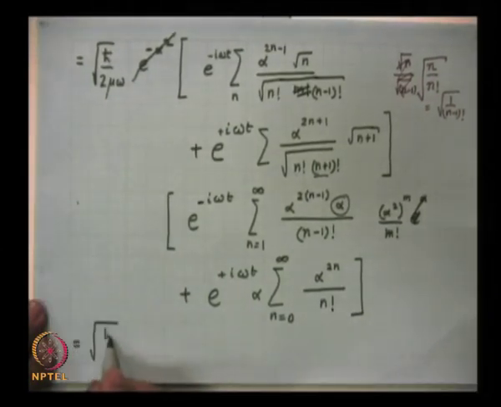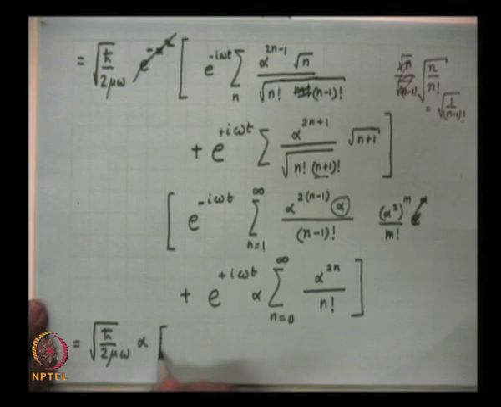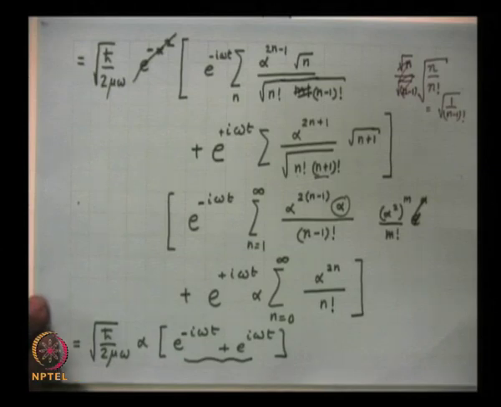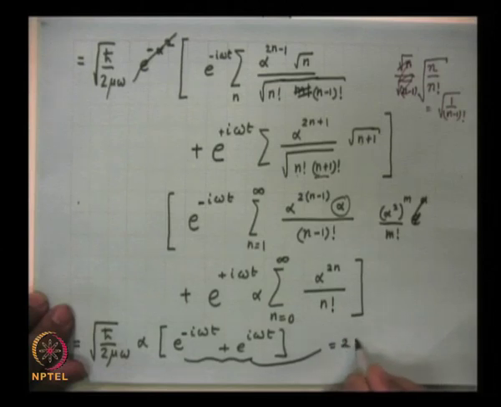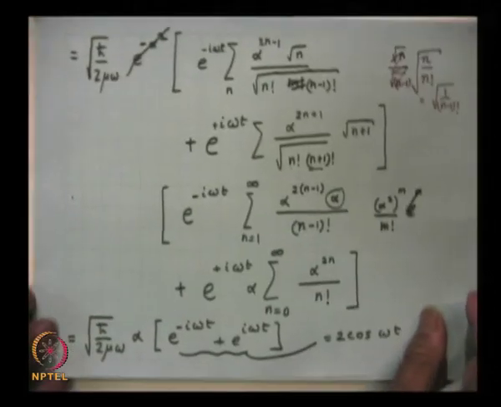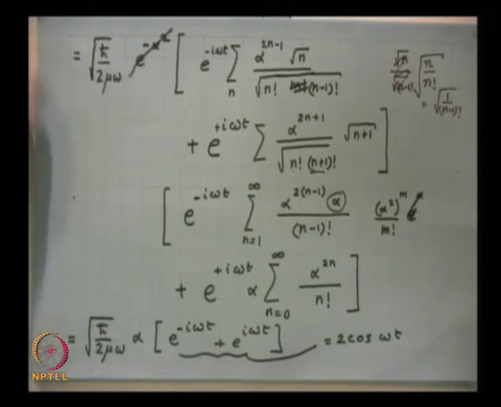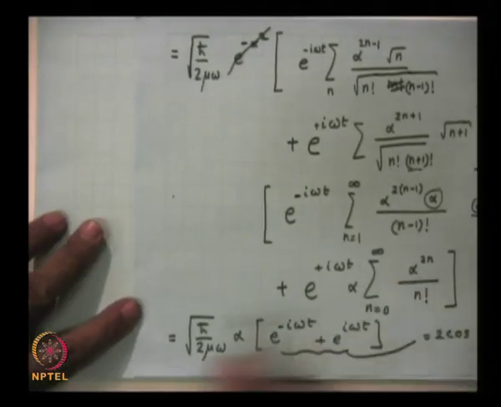So, this will become h cross by 2 mu omega, alpha into e to the power of minus i omega t plus e to the power of i omega t. So, this becomes 2 cos omega t. So, as you know that cos theta is equal to e to the power of i theta plus e to the power of minus i theta divided by 2, this is the expression for cos omega t. So, this was the expectation value of x.